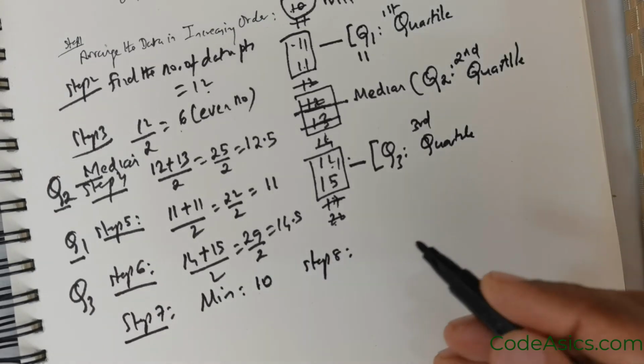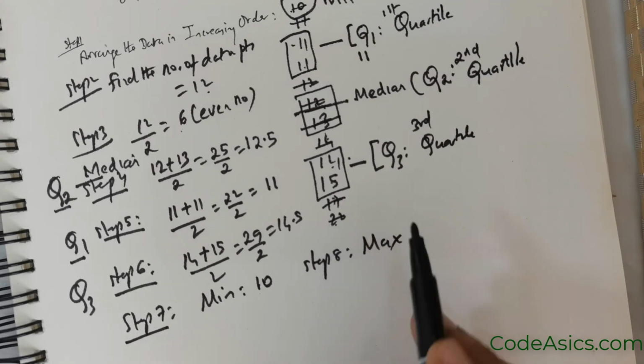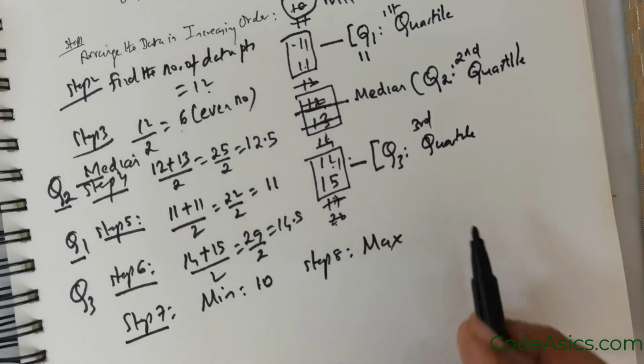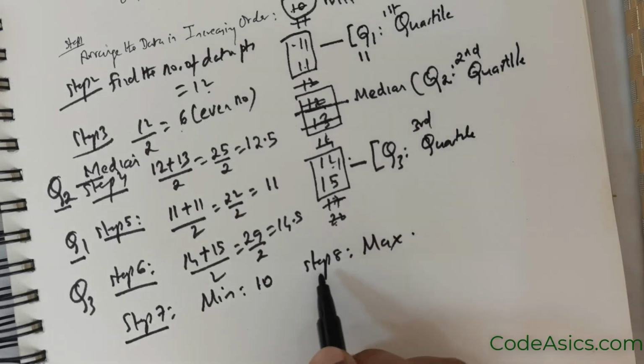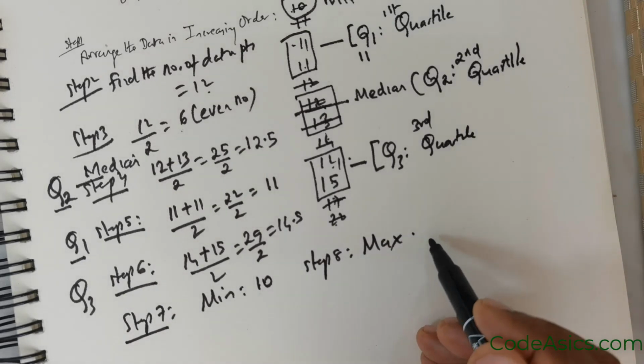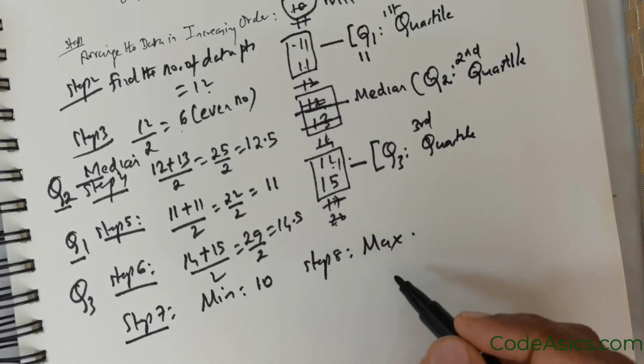Go to step 8 and find the maximum value. Clearly the maximum is going to be 22, but don't be in a hurry to locate the maximum, right? So just leave the maximum for now. We are going to be coming back because you might be prompted to immediately place 22 as your maximum, but don't do that, just wait.